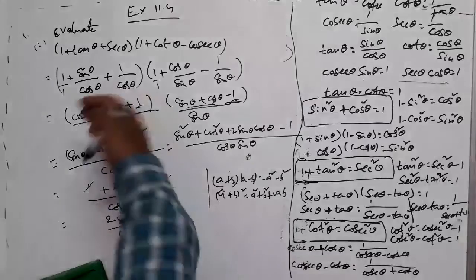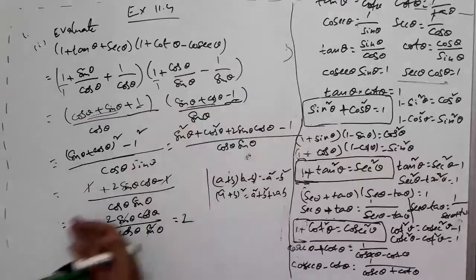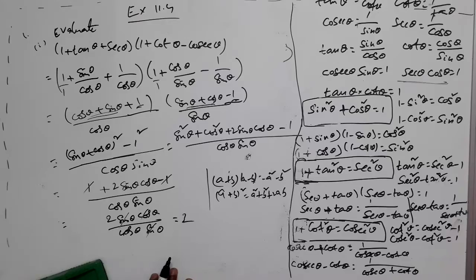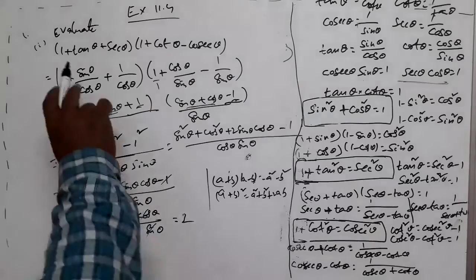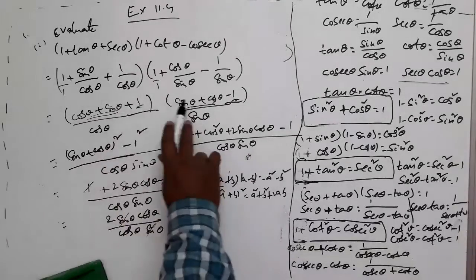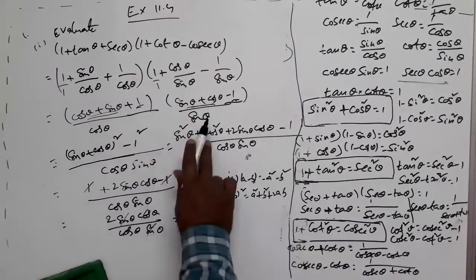For any value of theta you can write this expression like this, and that is giving you the number 2. Yes, this is how you have proved. So what have you done in this question? You have converted all the terms of the given expression in terms of sin theta and cos theta. Yes, you have simplified further.